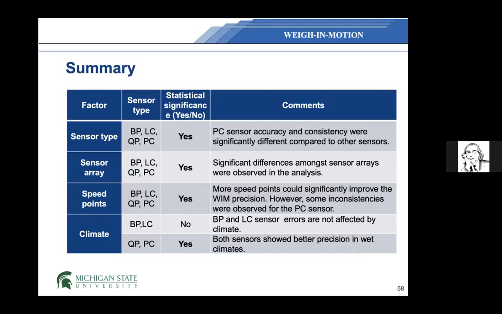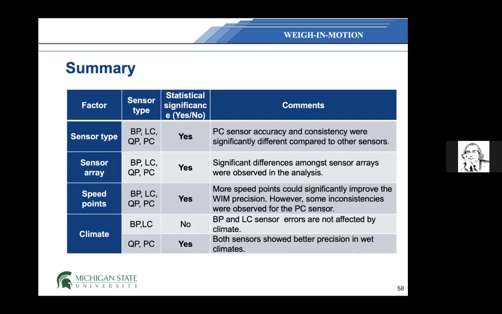Now, sensor array is important. How you arrange different sensors on different lanes. We have parallel sensors or we have staggered sensors that will impact the accuracy of the whole WIM system. That's what we see in the data. Speed points are important. You need to calibrate using multiple speed points so that you can actually reflect the truck speeds on the roads.